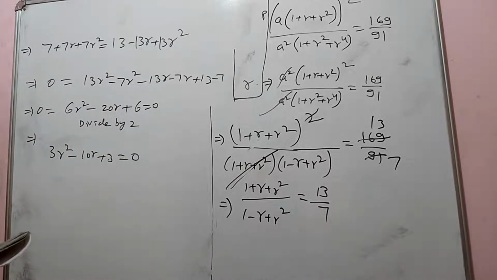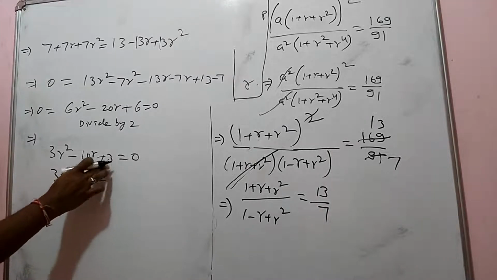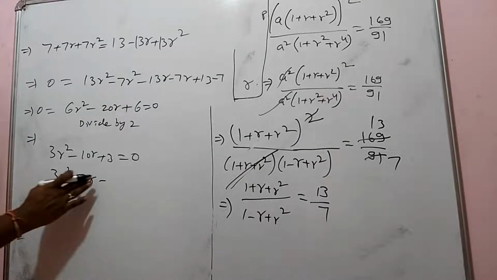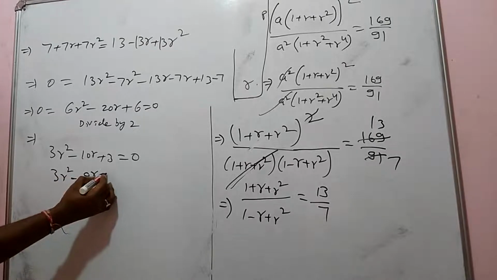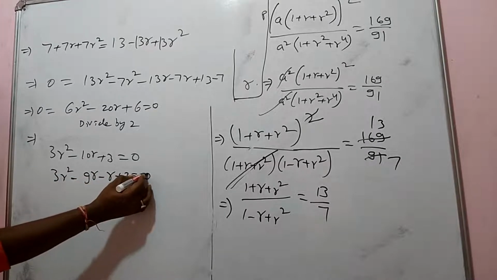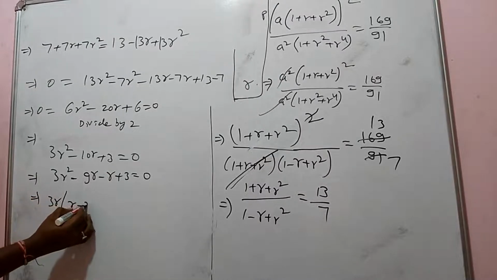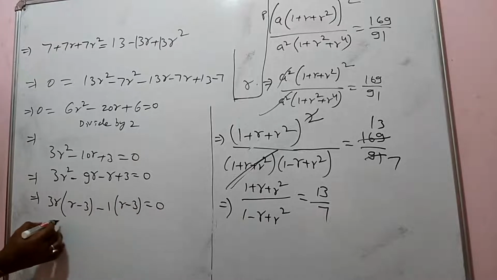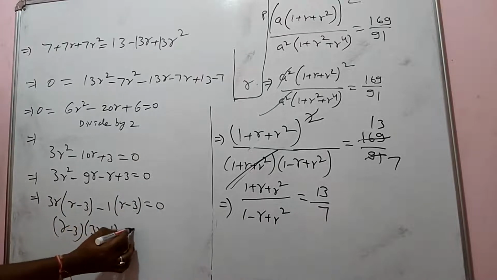Now you have to find the factors of this one. I can write it as 3r square minus 9r minus r plus 3 is equal to 0, since 9 times 1 is 9 and 3 3s are 9. In that, if I take 3r common, I get r minus 3, and minus 1 common, r minus 3, is equal to 0. So r minus 3 into 3r minus 1 is equal to 0.